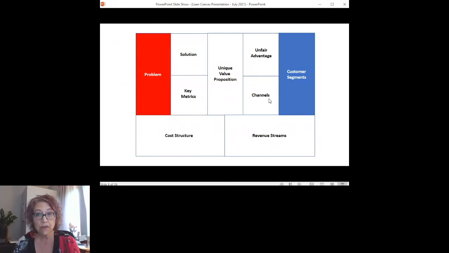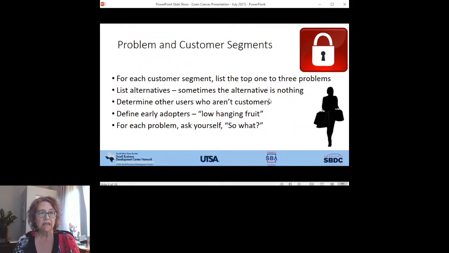So the first sections we're going to talk about, and these are usually done in conjunction with each other, are the problem statement and then the customer segments. Let's talk about each of those. When you start to do this, for each of the customer segments, you're going to list the top one to three problems that you think you're solving for that customer. And you kind of bounce back and forth between the two.